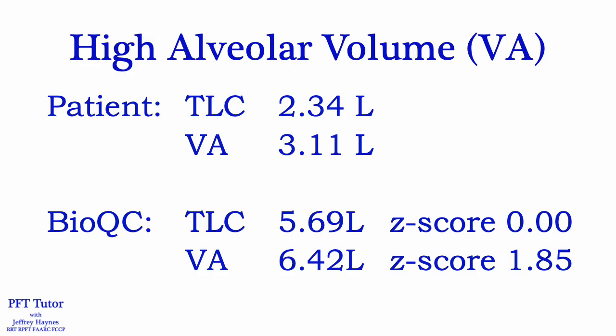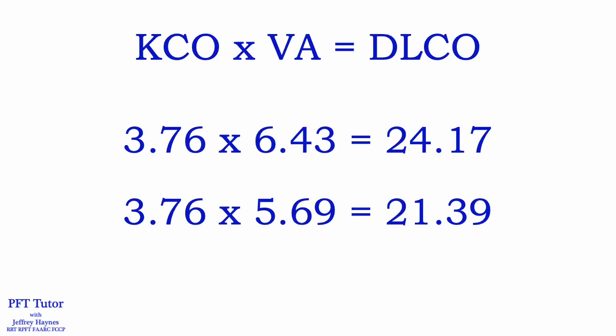To help determine which value is in error, the technologist performed a test on herself, and her total lung capacity was compatible with previous tests with a z-score of 0 or 100% of predicted, but her VA, her alveolar volume from the DLCO, was significantly higher than usual with a z-score of 1.85 above the upper limit of normal. So it appears that a falsely elevated alveolar volume, or VA, is the problem.